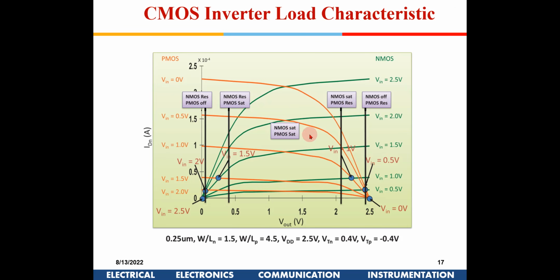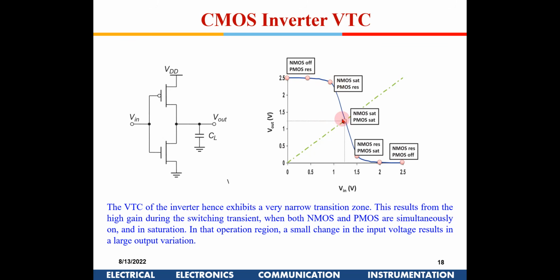And as the input voltage increases, nMOS will become off, and then PMOS will go into the linear region. So nMOS will start with linear, it will come to saturation, and then it will go to off. PMOS will initially be off, then it will come into saturation, and it will go into a linear region. So this is the curve which we get. So this is the load line which we get.